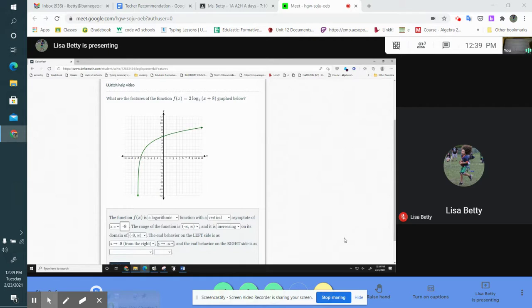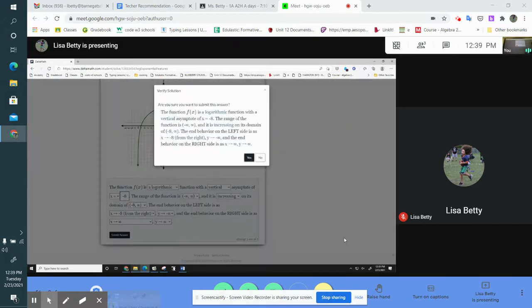And the end behavior on the right side, my real right side, is going to be as x approaches infinity, because there's nothing going to stop it over there, y is going up, so y is also approaching infinity. Okay, I hope that helps.